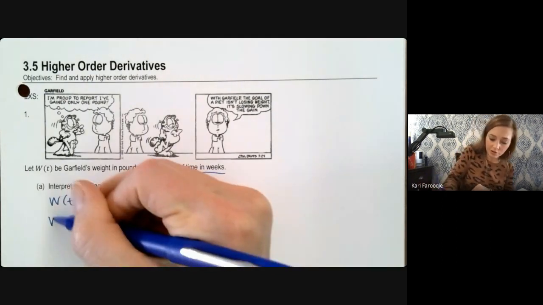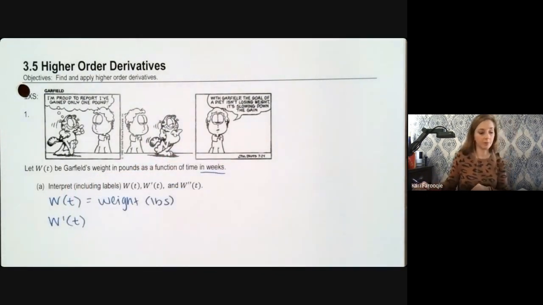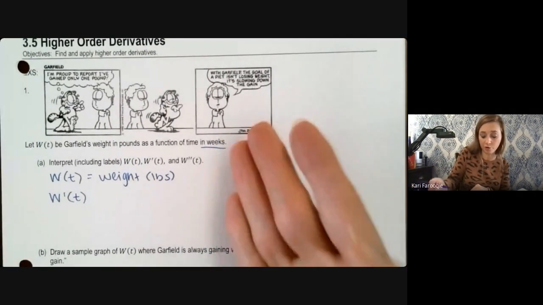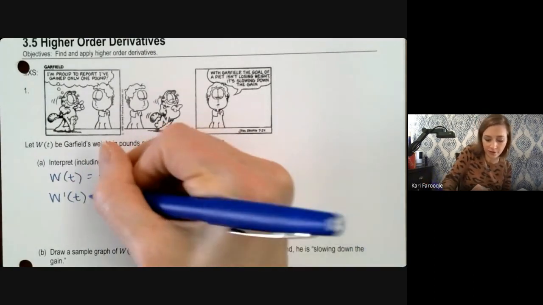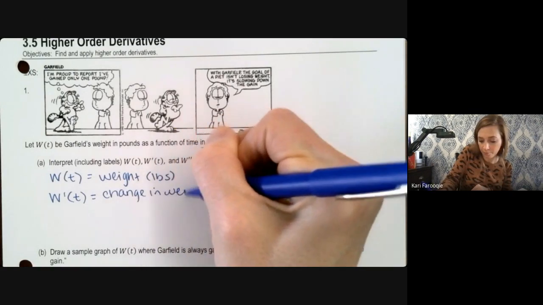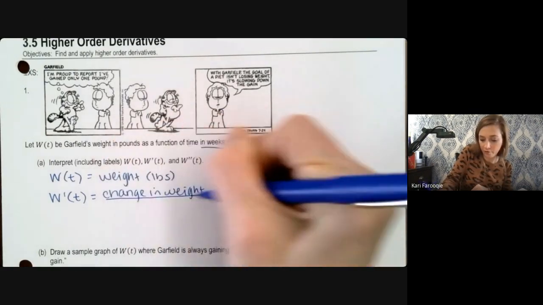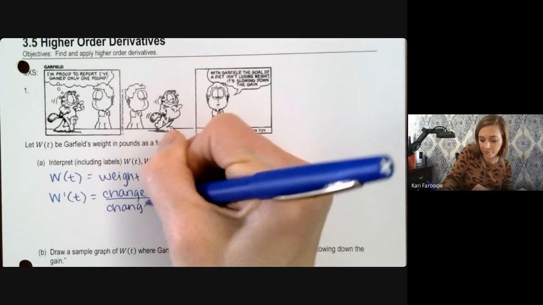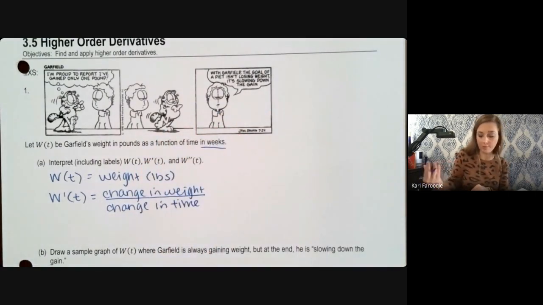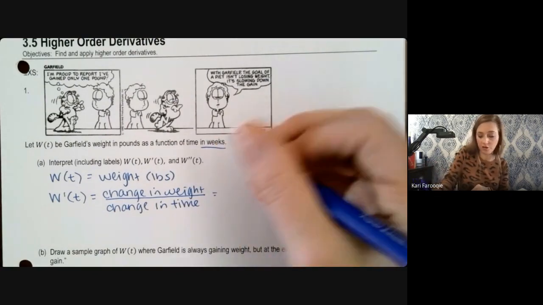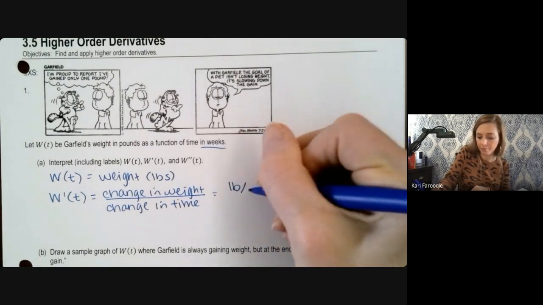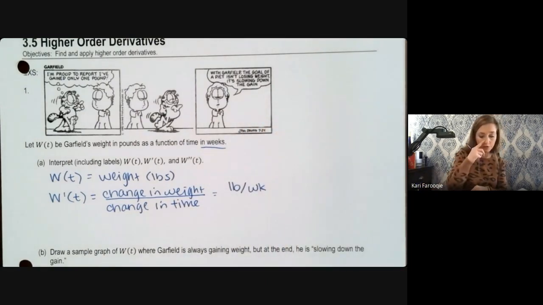When we talk about the derivative of W, we're talking about the change in weight over time. And in this particular instance, we're given that time is weeks. So this would be the change in weight over the change in time. Just like we would with any derivative, we're just talking about the rate of change over time. And in this case, the quantity happens to be pounds per week. All right, so that would be the unit.